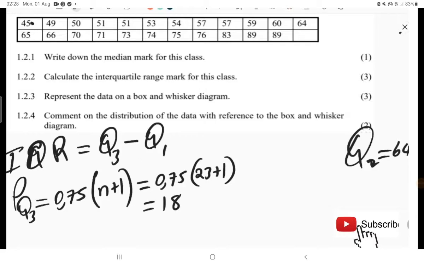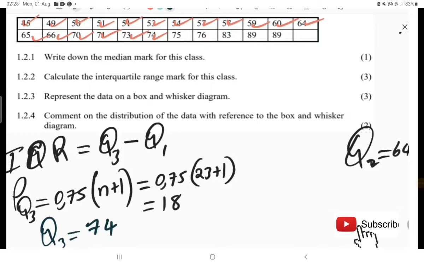So let's go now to our data and check what number stands in position number 18. We start from the smallest: 1, 2, 3, 4, 5, 6, 7, 8, 9, 10, 11, 12, 13, 14, 15, 16, 17, 18. So this 74 acts as the Q3. So Q3 is now equal to 74.